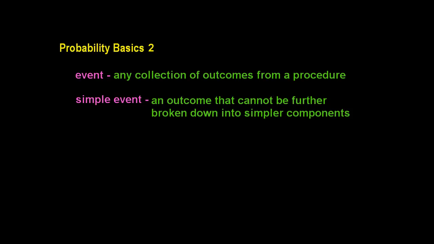We need to go over a few more definitions before we can begin calculating probabilities. The first one is event, and an event is any collection of outcomes from a procedure. Let's go through a few of these definitions and we'll look at some examples. A simple event is an outcome that cannot be further broken down into simpler components. So we have events. An event itself can be a simple event, or it can be more complex. And a simple event then cannot be broken down into simpler components.